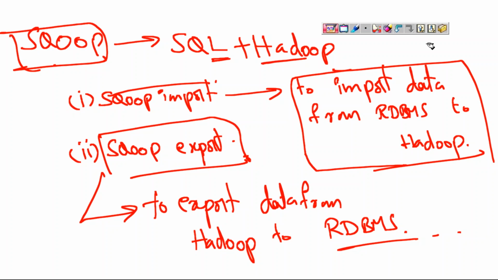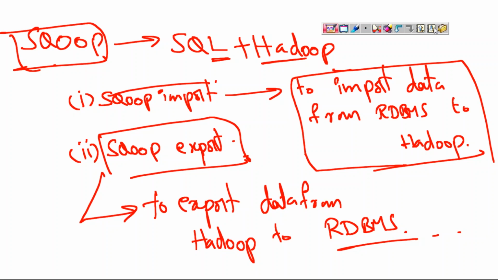In such a case, Sqoop is helpful. Sqoop basically has two tools, Sqoop Import and Sqoop Export. Import means importing data from RDBMS to Hadoop. Export means the reverse, Hadoop to RDBMS. Generally we need to export into other systems to make your Hadoop results available to other non-Hadoop applications which cannot interact with your HDFS storage. So to those systems we need to export it.